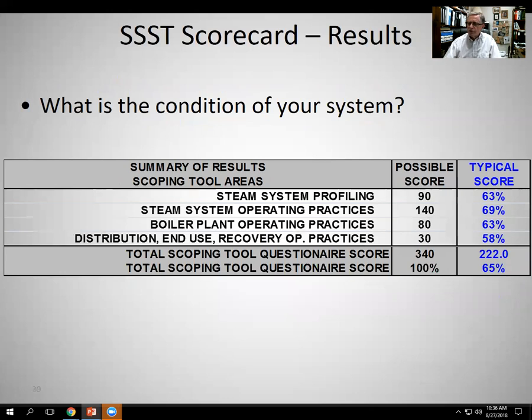And then you total all this stuff up. There's 340 points in this document, and a typical score might be 222 for this guy. And so he got 65%. So I don't know, did he pass the test? Well, it's really not a pass-fail thing. It's just a tool of self-evaluation to maybe give you some suggestions on how to get better.